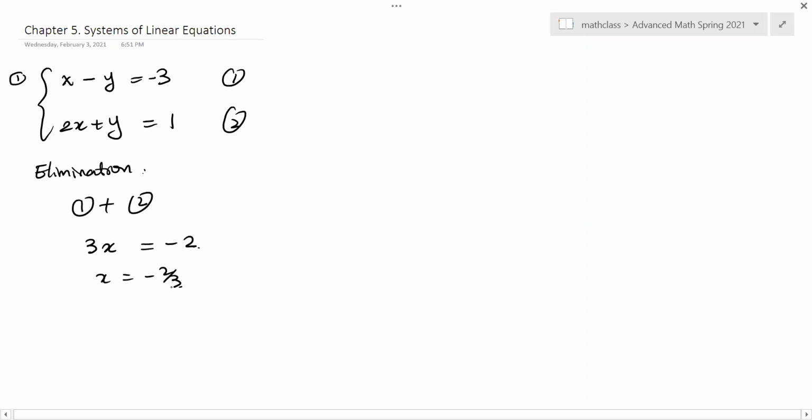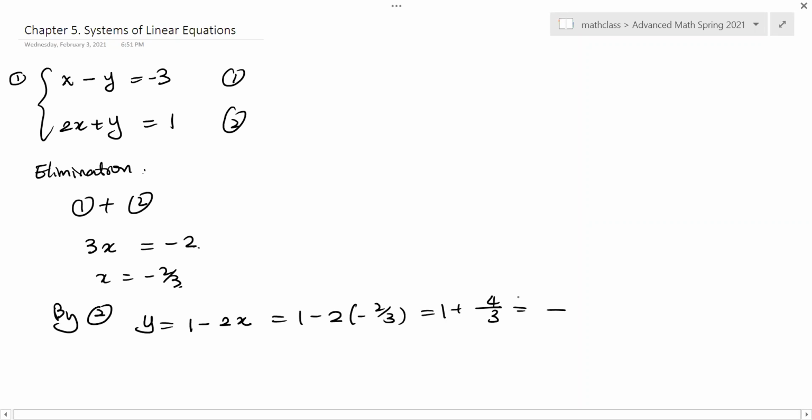Once you get the x value, you can get the y value. You can use either equation, like equation 2. y equals 1 minus 2x, right? And that is 1 minus 2 times -2/3. Now be careful here, negative becomes positive. So it's 1 plus 4/3, and then 3 plus 4 is 7, so 7/3. That's it. You don't need to use decimal numbers to describe it.